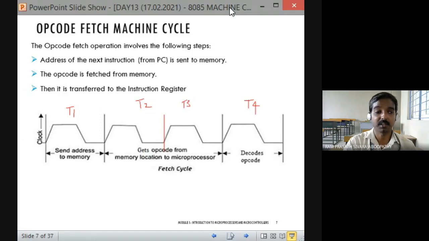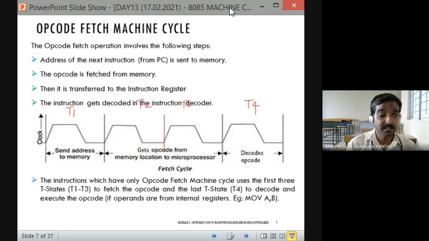Okay, fine. Then one more point: the instructions which have only the opcode fetch machine cycle. Some of the instructions, for example here it is mentioned as MOV A, B. Consider this particular instruction. It will have only the opcode, correct? For the instruction which has only the opcode fetch machine cycle, the first 3 T states fetch the opcode, and the last T state decodes and executes the opcode. Correct? The execution of that opcode can finish in the last state.